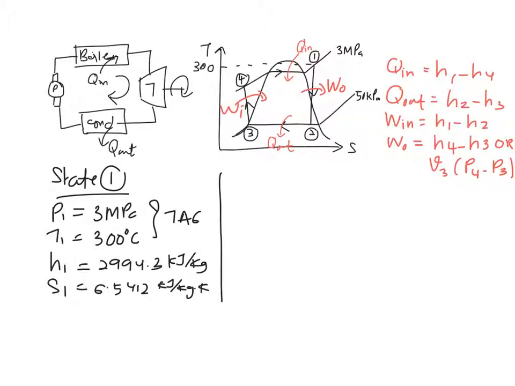Now let's move to the next state, which is state 2. For state 2, you're given your pressure P2 is equal to 50 kilopascal. The other thing that you know about state 2 is that your S2 is equal to your S1. Recall that in order to read your property table, you need two known values. Now, why is S2 equal to S1?